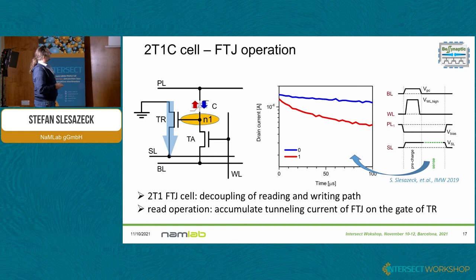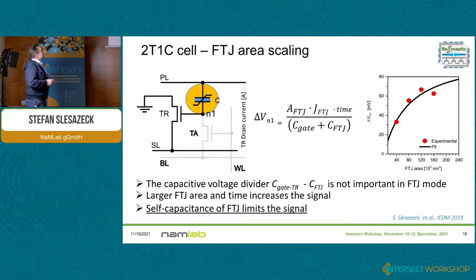Now, when looking at this circuit, what's actually important for this readout operation is, first of all, this floating node N1 capacitance, which is mainly given by the gate capacitance of TR and the FTJ's background capacitance, and then, of course, the current that the FTJ delivers. And now the thing is that the capacitance of the FTJ increases linearly with area, but so does your current, because it depends on the current density.